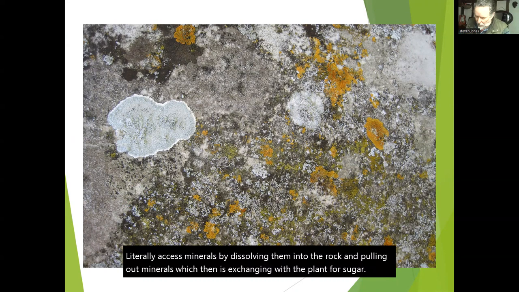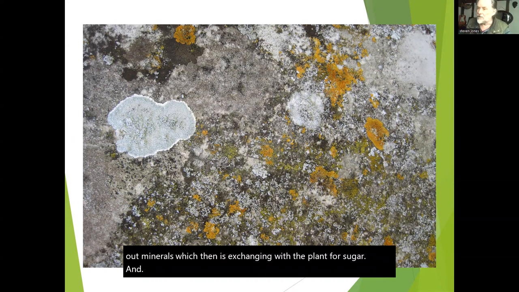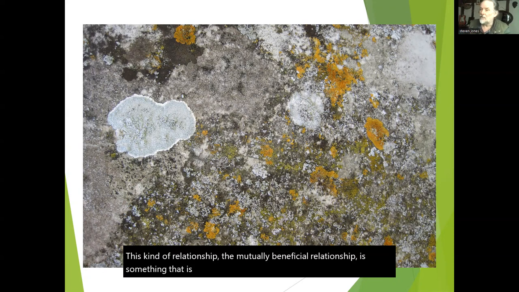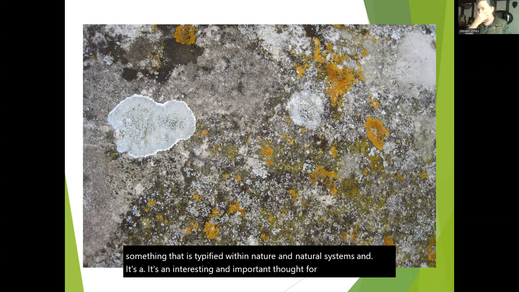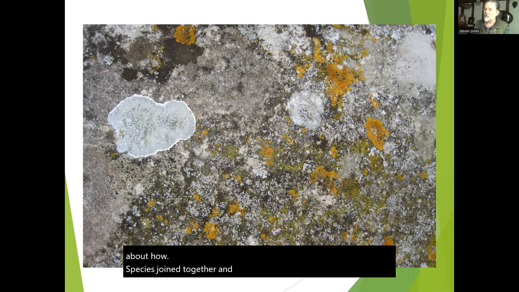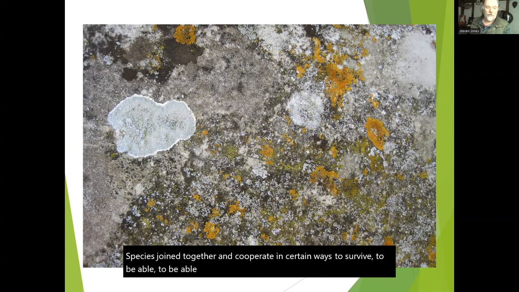And this kind of mutually beneficial relationship is something that is typified within nature and natural systems. And it's an interesting, important thought for us to begin to think about how species join together and cooperate in certain ways to survive, to be able to flourish and go forward.